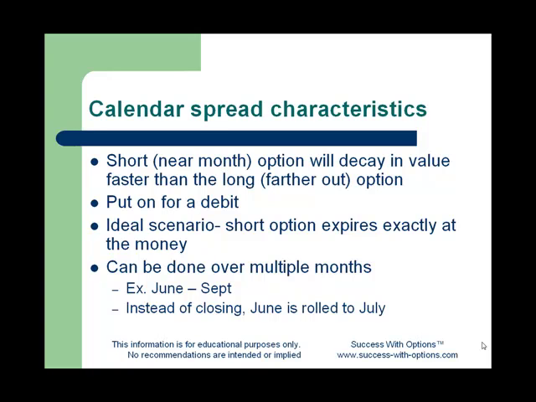In the ideal scenario, I will realize my maximum profit when the short strike expires exactly at the money. This leaves my long strike with one or more months of time value. This brings up another interesting point about calendar spreads. Calendar spreads can be created from long and short options spanning multiple months. For example, I can buy a September option and sell a June option skipping July, rather than simply closing the trade out on or near expiration of the short strike. We'll roll the strike from June to July for a credit, reducing the overall cost basis of the initial trade.